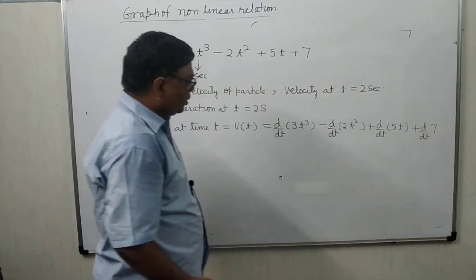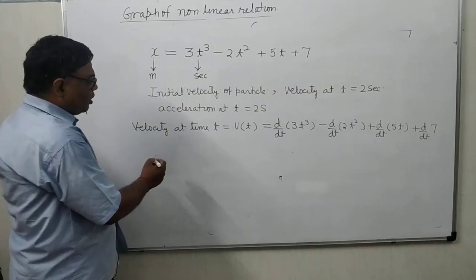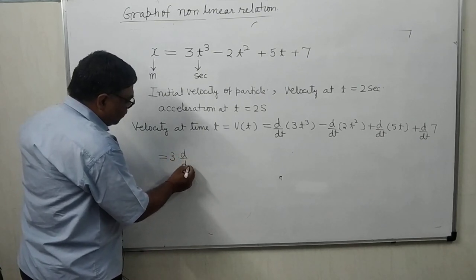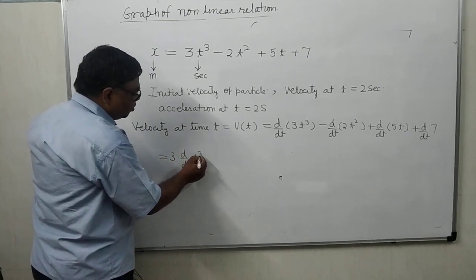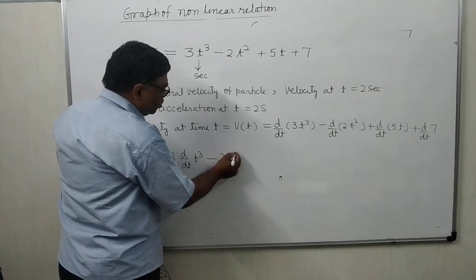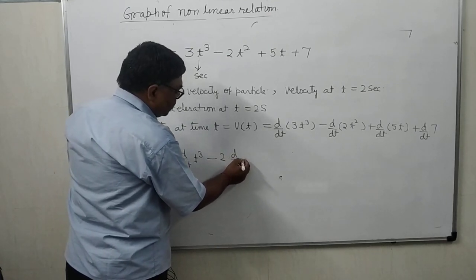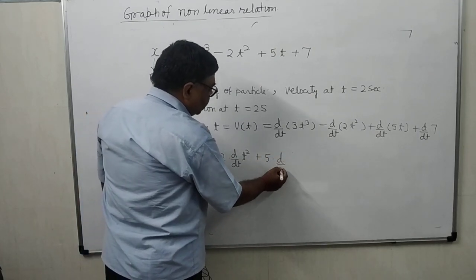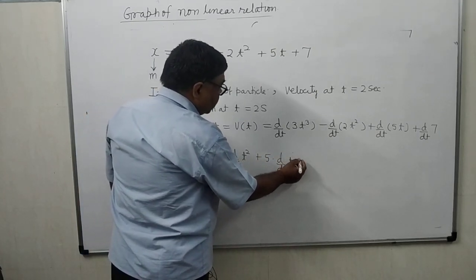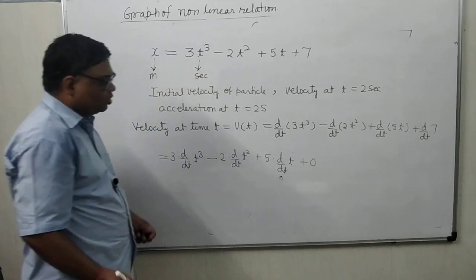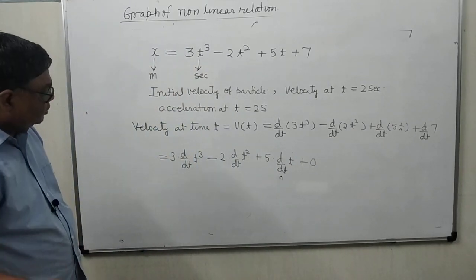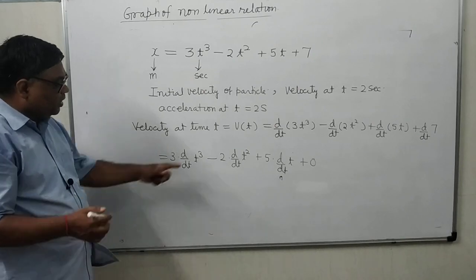We will calculate this. Now, 3 you take in the beginning. So 3 into d by dt of t cube minus 2 into d by dt of t square plus 5 into d by dt of t, and that is constant, so straightforward you can write 0. Now what is d by dt of t cube?